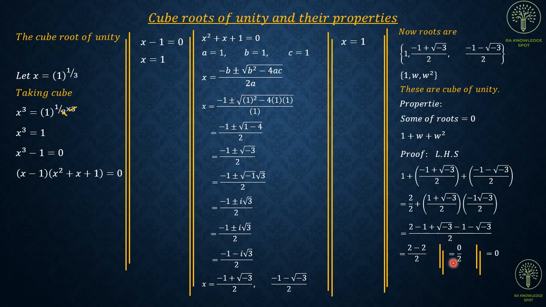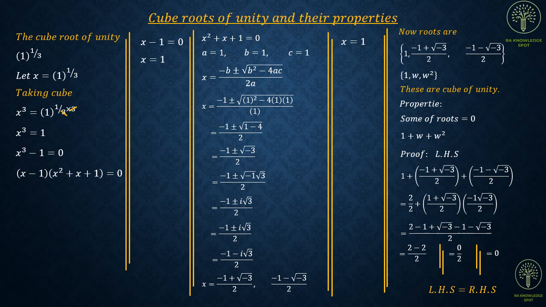Then 2 minus 2 will give you 0. And 0 divided by something always gives you 0. So this is the proof that when we add these roots, we always get 0. Or we can say 1 plus omega plus omega square will give you 0. Okay, now left hand side is equal to right hand side.